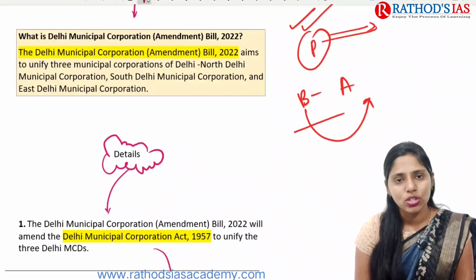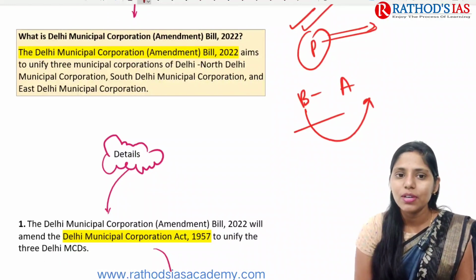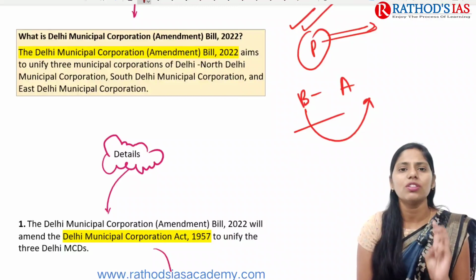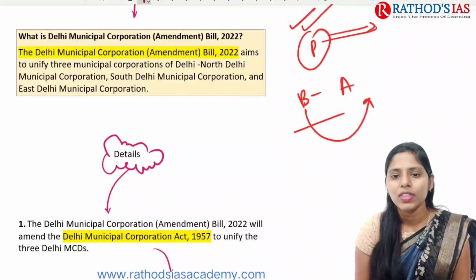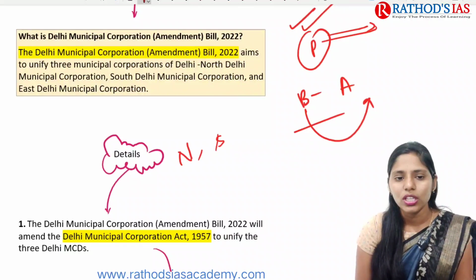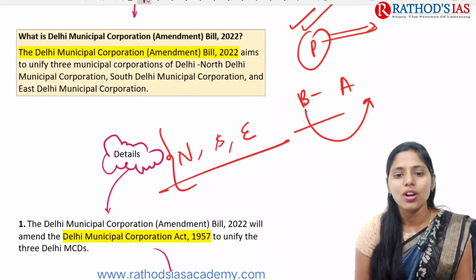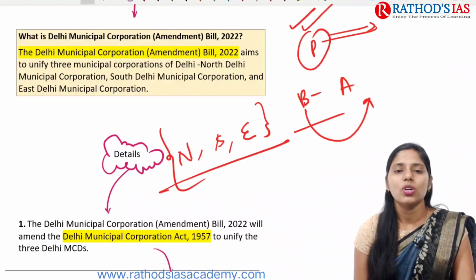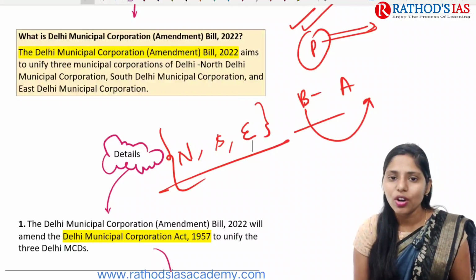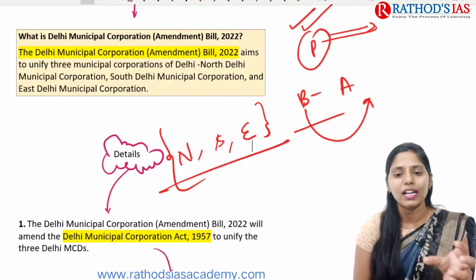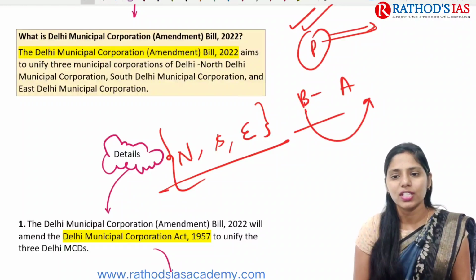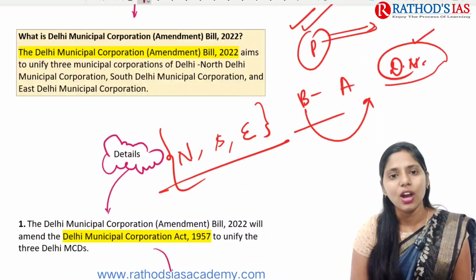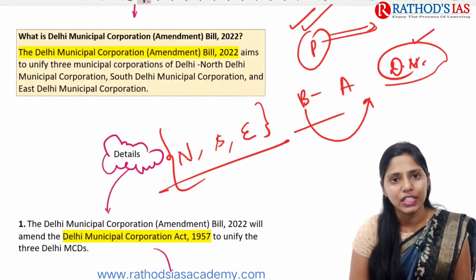Now, what is the aim of this Delhi Municipal Corporation Amendment Bill 2022? It is mainly focusing on unifying the three municipal corporations of Delhi, that is North, South and East. We are mainly merging these three municipal corporations together. In yesterday's lecture we studied the background of this municipal corporation, how that led to the division of the Delhi Municipal Corporation into these three, and now we are talking about merging these three into one again.